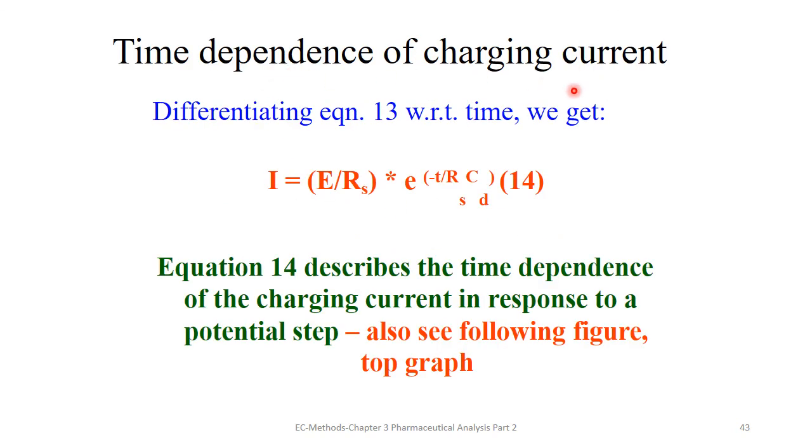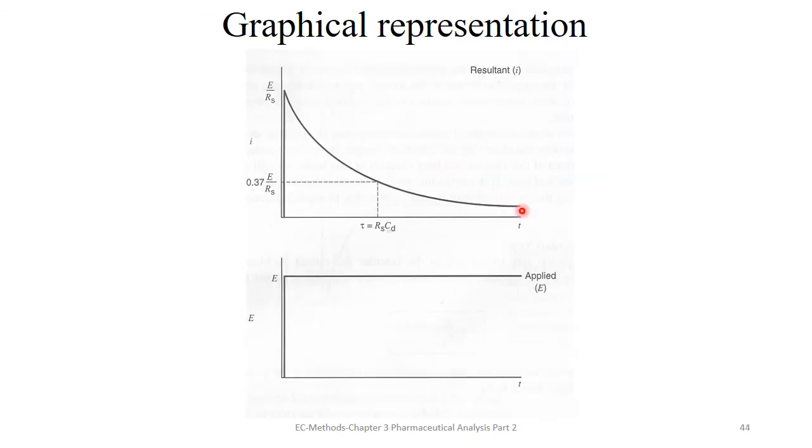Time dependence of the charging current: we can show it by the previously derived equation. It describes the time dependence of the charging current in response to a potential step. Here the current is shown decaying in response to the step.